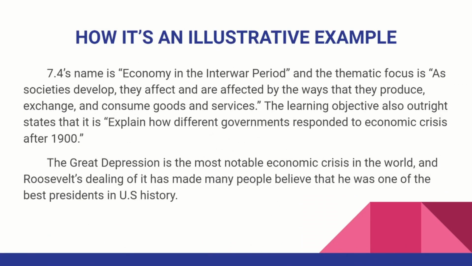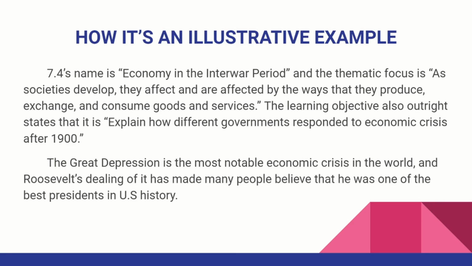But how is this an illustrative example? So 7.4 says, its economy in the interwar period between World War I and World War II, with its leading objective just saying, explain how different governments responded to economic crises after 1900. Now, this New Deal is a very unique example, as the Great Depression was probably the biggest economic crisis throughout all of history. You can make a case for second place, but it has to be the Great Depression. It lasted an entire decade.